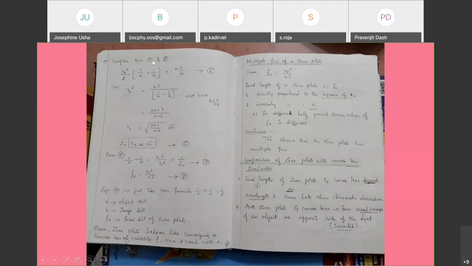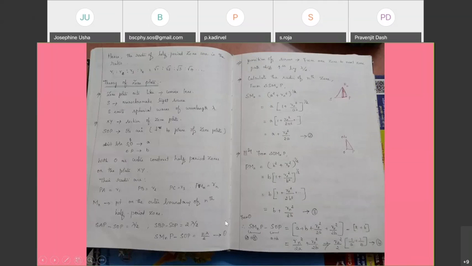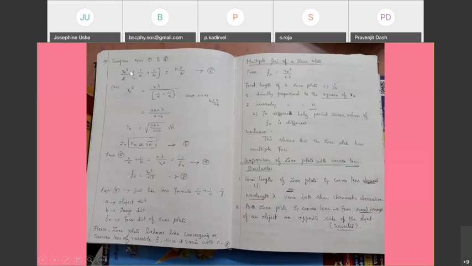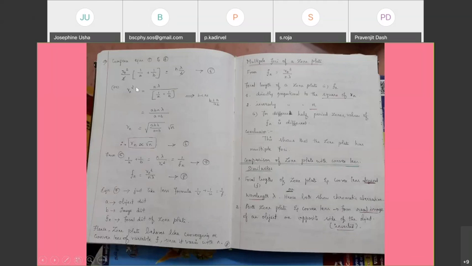Compare the previous equation 1 and the recently found equation 4. Because the left hand sides are equal, equate the right hand sides. So Rn square by 2 into 1 by A plus 1 by B is equal to n lambda by 2. N lambda by 2 is from equation 1, and this is from equation 4. Simplify this, 2 will get cancelled. So Rn square is equal to n lambda divided by, taking this term to the opposite side, 1 by A plus 1 by B.